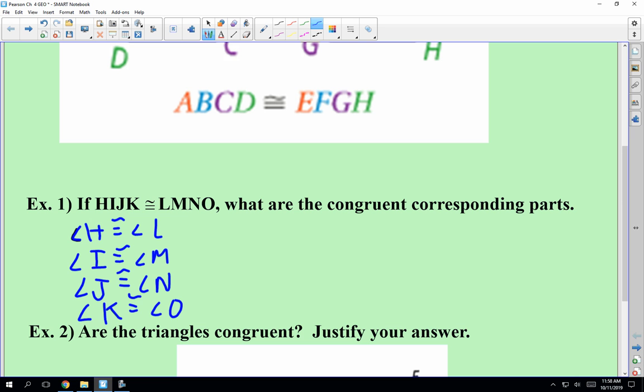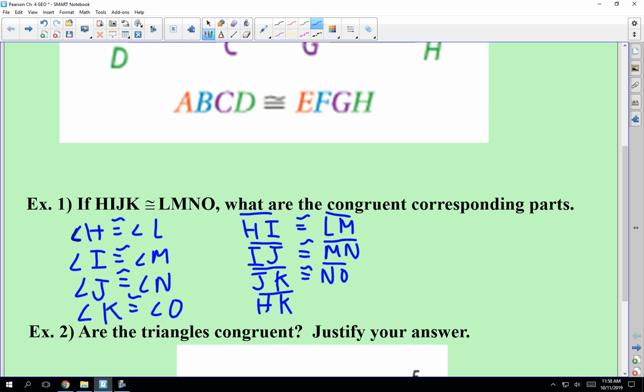You list all four congruent corresponding angles, and then I would say HI is congruent to LM, and I would say IJ, the next two letters, are congruent to MN, the second and third letters in the other shape, and then JK is congruent to NO, and then HK, the first and last letters, are congruent to the first and last in the other one, LO. So that's it.